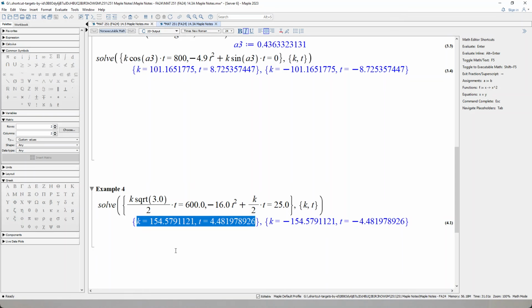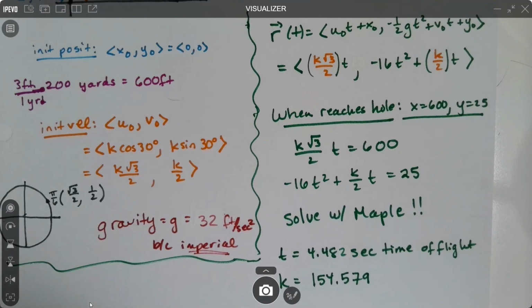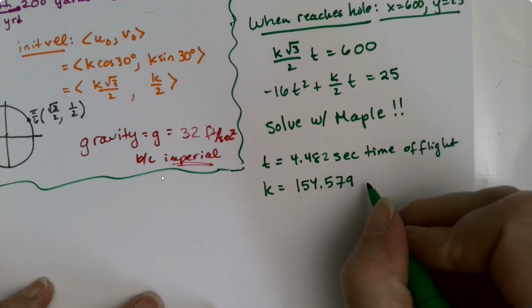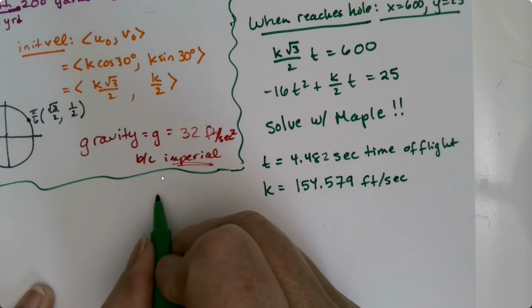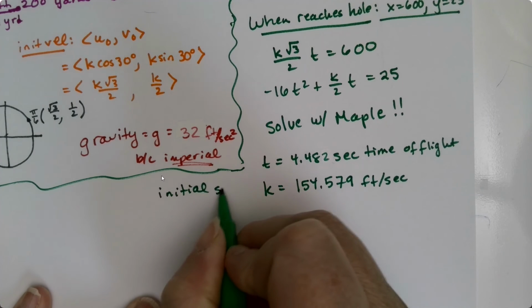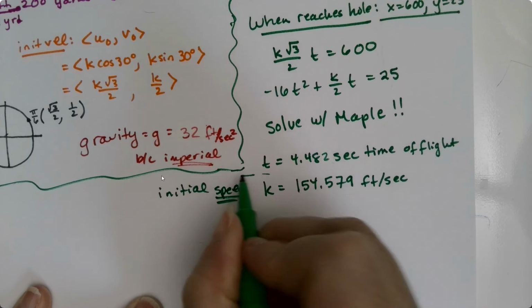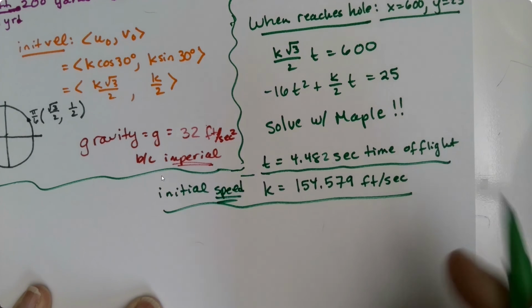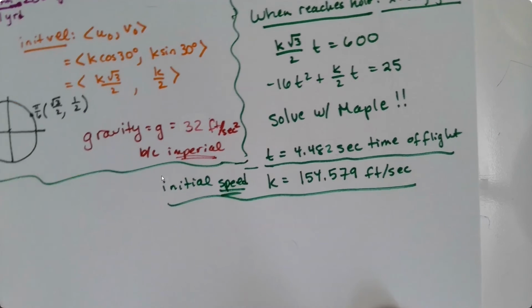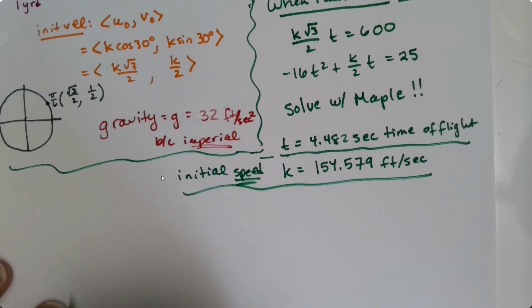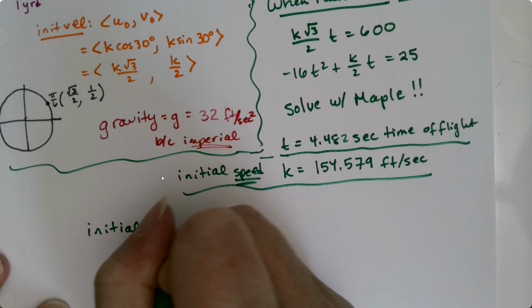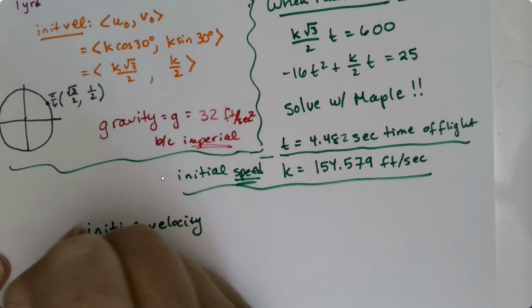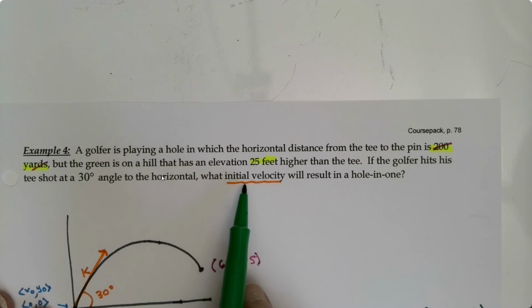And then the other one would be k, which is actually our speed, which is 154.579 feet per second. So this is the initial speed, not the initial velocity, but the speed. I don't want to circle it, but those are two very useful things to know. So now we have to go back to what it asked for, the initial velocity, right? Because that's what it was wanting us to find.